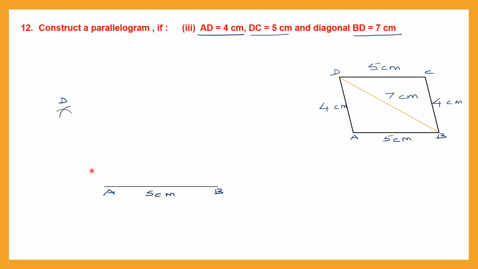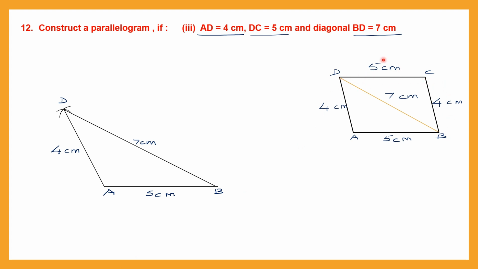Now we can join AD and BD. So let's do that. So now we have joined AD. And AD we measured and found out and we took 4 centimeters. So AD is 4 centimeters. Now we can draw BD. So BD is 7 centimeters which we measured and took on our compass. So 7 centimeters. Now we need to get CD and BC, isn't it?